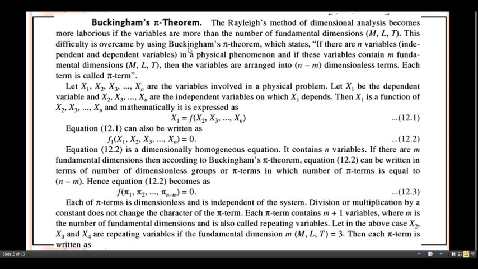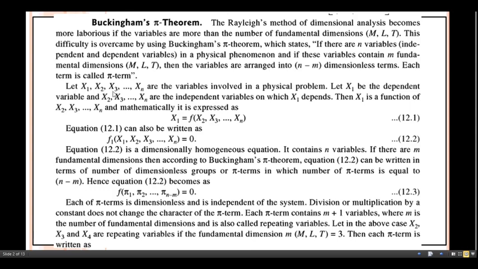overcome by Buckingham's pi theorem, which states that if there are n variables in a physical phenomenon and if these variables contain m fundamental dimensions, that is MLT, then the variables are arranged into n minus m dimensionless terms. Each term is called a pi term.